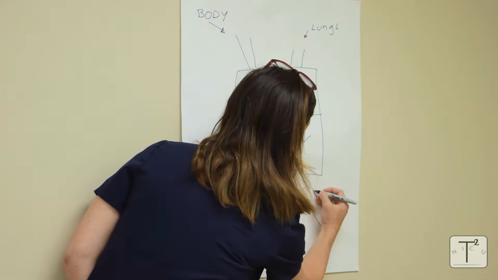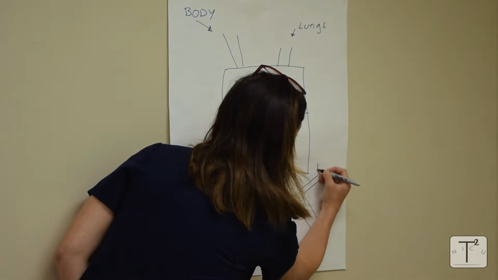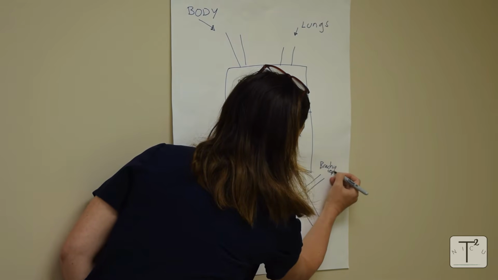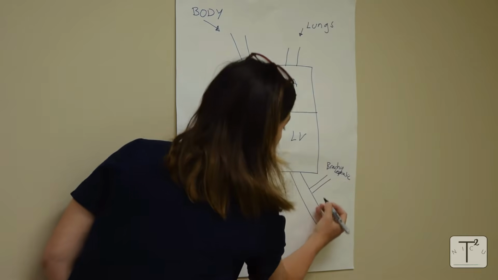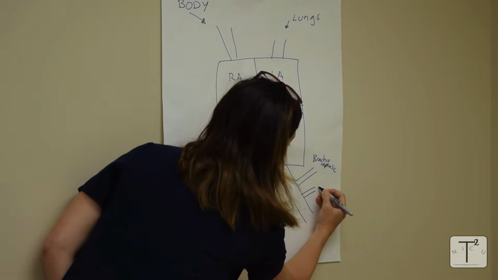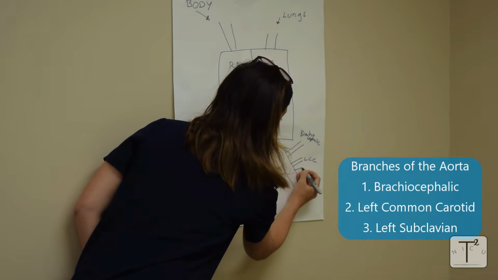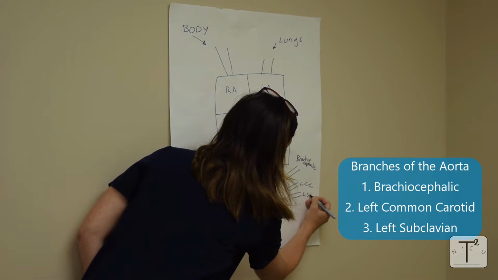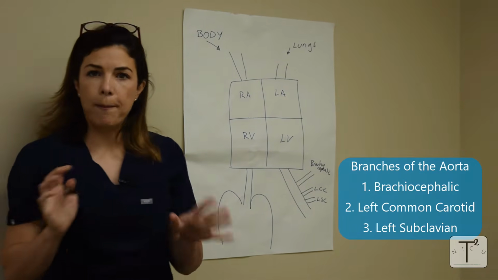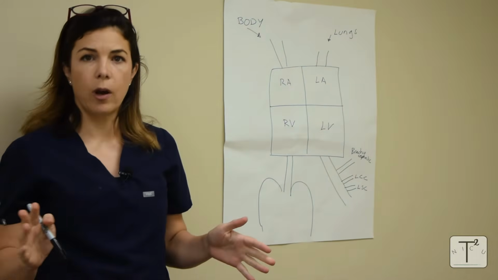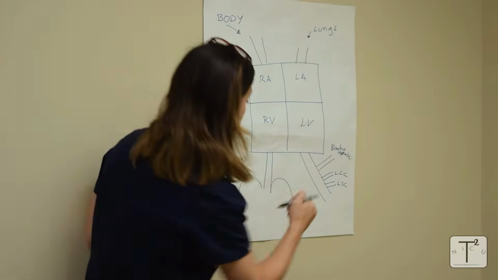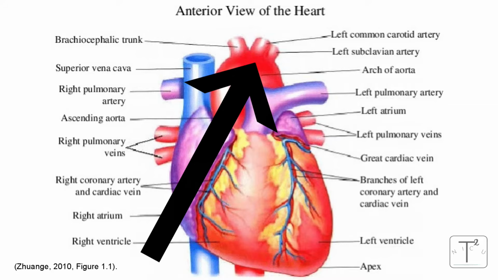Another thing that I want to go through are the three branches that come off the aorta. The first branch that comes off the aorta is the brachiocephalic. So let's write that in. And then we have the left common carotid and the left subclavian. You don't really have to remember what the names of those branches are. What you have to realize is that those are the first three branches that come off the aorta. So let me just label this aorta here, and this is the pulmonary artery right here.